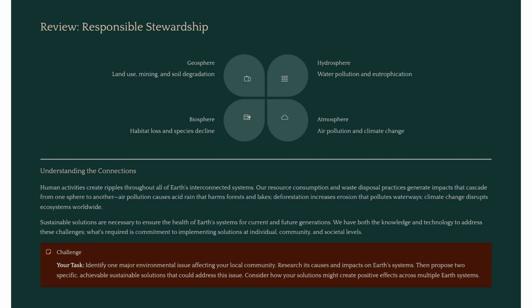For your final challenge, think about a local issue, maybe litter, water pollution, or smog, and come up with 2 specific, sustainable actions that your community could take to improve the situation.